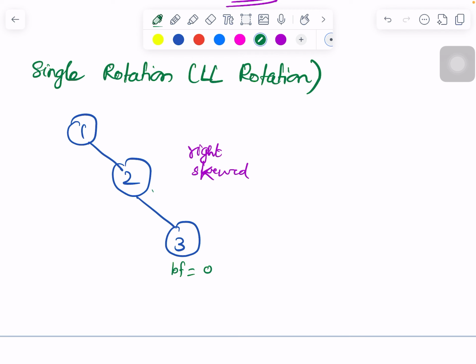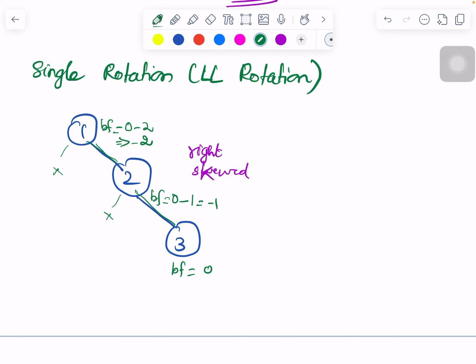Now, what is the balancing factor for node 2? What is the height of the left subtree? It is 0. Height of the right subtree is 1. So 0 minus 1 is going to be -1. What about the balancing factor for node 1? What is the height of the left subtree? It is 0. The right subtree height is what? 1, 2. So 0 minus 2, the balancing factor is -2.